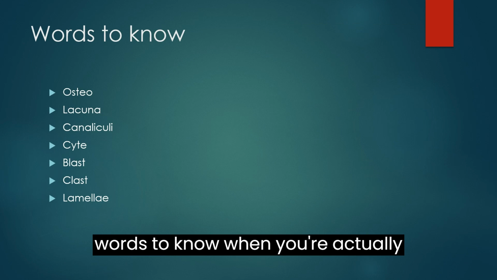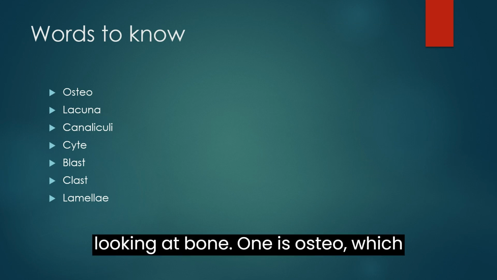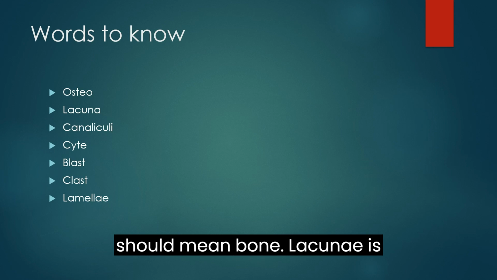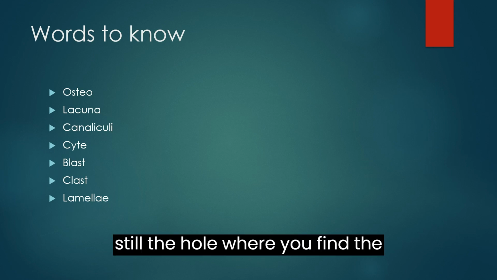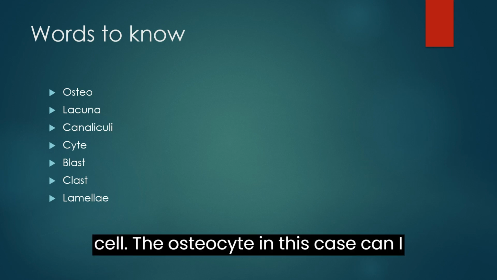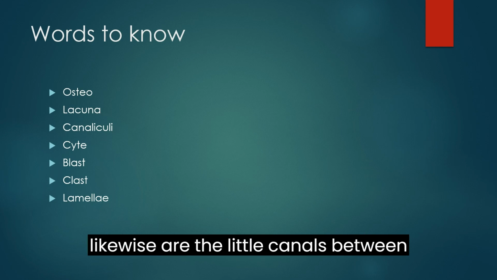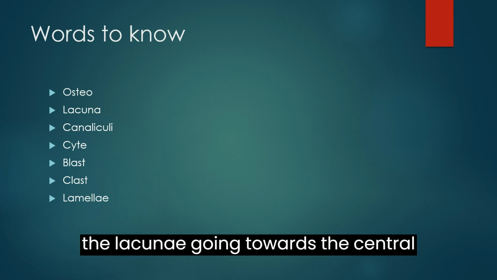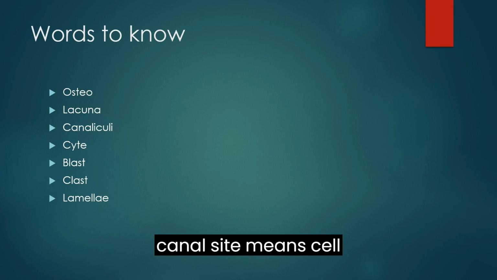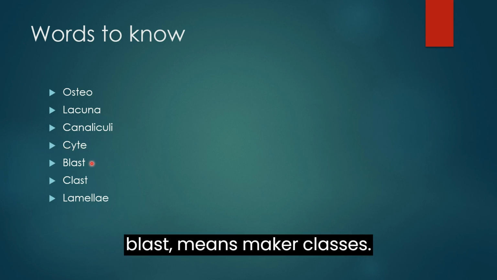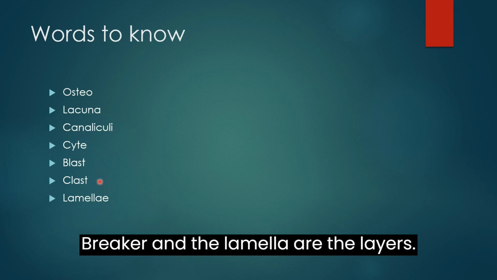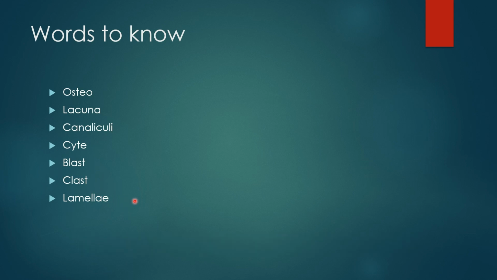Now, there are words to know when you're actually looking at bone. One is osteo, which means bone. Lacunae is the hole where you find the cell, the osteocyte in this case. Canaliculi are the little canals between the lacunae going towards the central canal. Cyte means cell. Blast means maker. Clast is breaker. And the lamella are the layers.